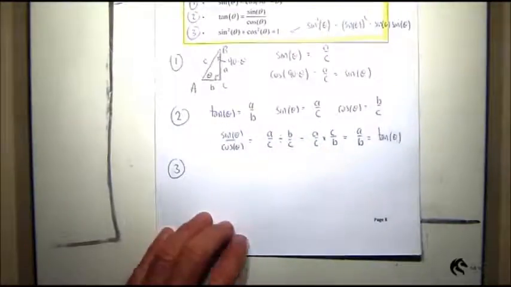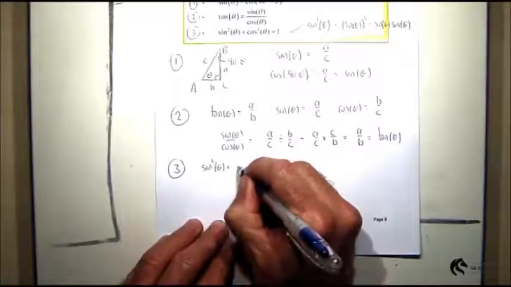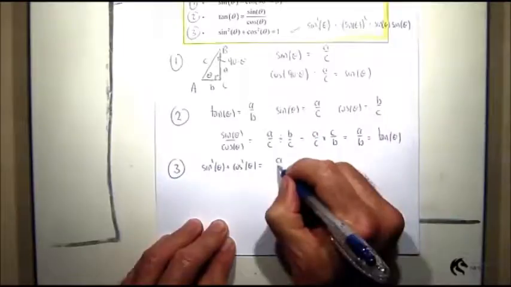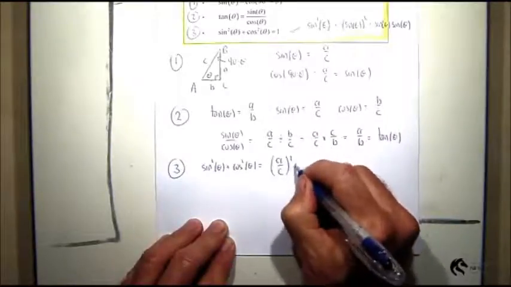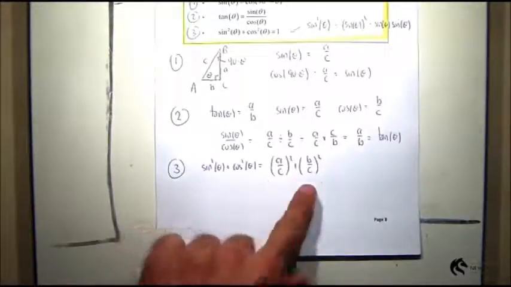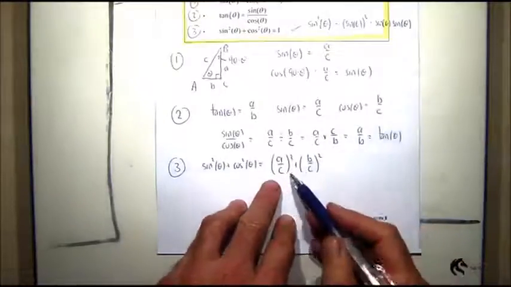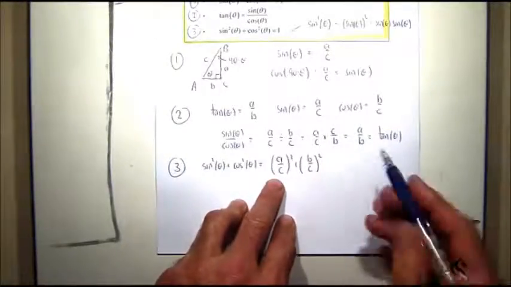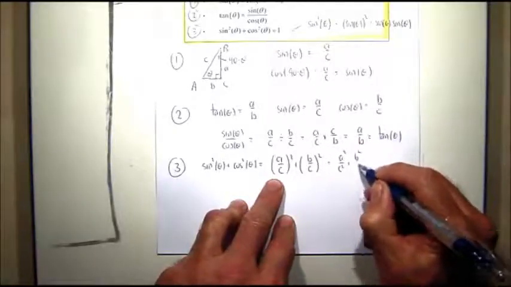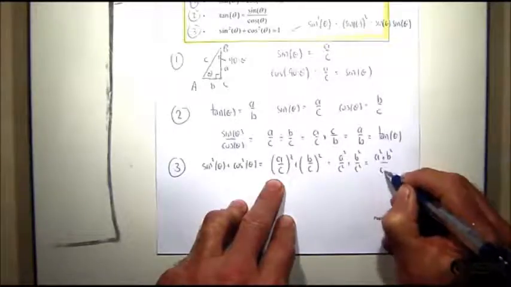So here we go. So sine squared theta plus cos squared theta, according to this, should be A on C all squared plus B on C all squared, because that's sine theta and cos theta. Now, these fractions have a common denominator of C squared. Let me write it in. It's A squared on C squared plus B squared on C squared. So that's A squared plus B squared on C squared.